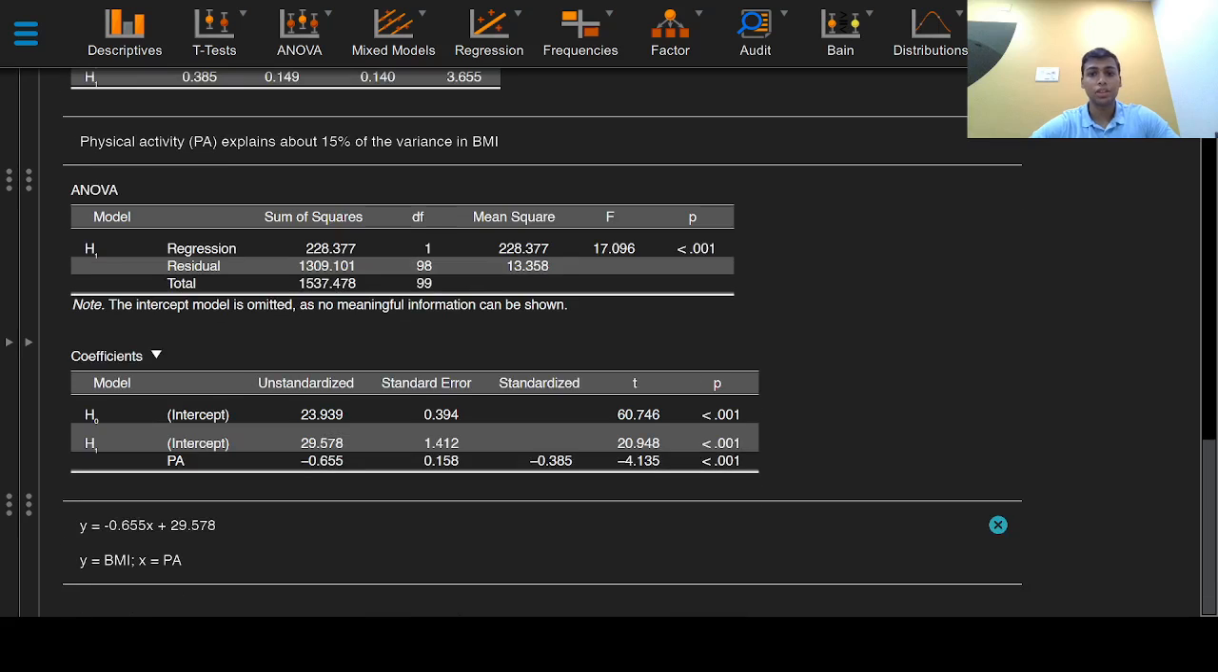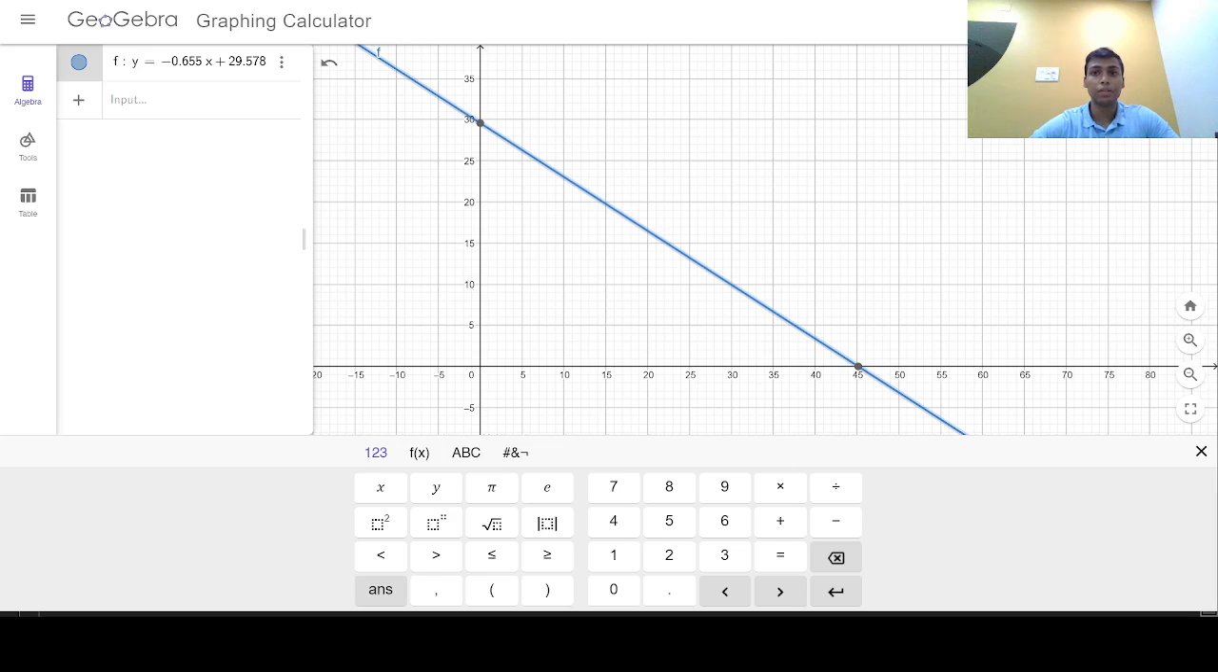Whereas in regression, the impact of change of the dependent variable by the independent variable is seen very clearly.